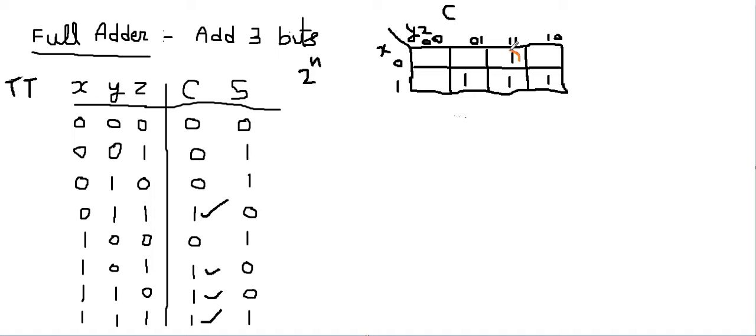The first group is this, right? For this group we will write the Boolean function for C. For C I'm going to write this directly. So we have yz for this group, because this is 1 1, so 1 1 is yz. So we will write yz.